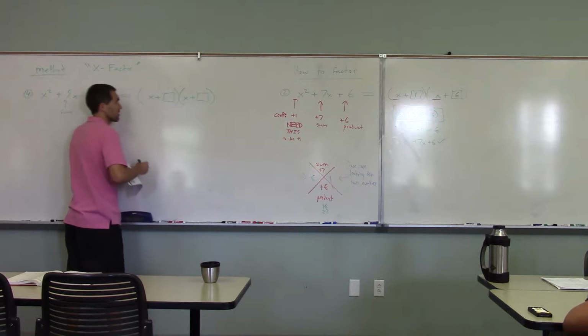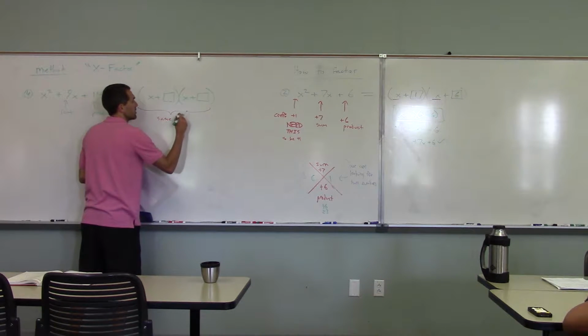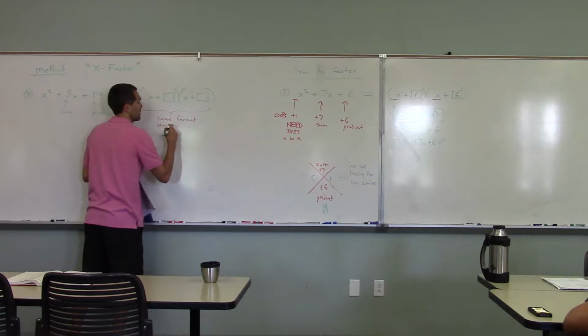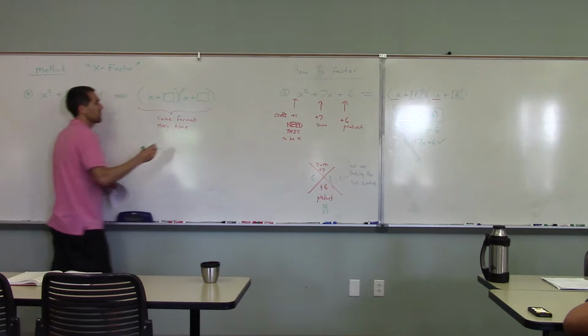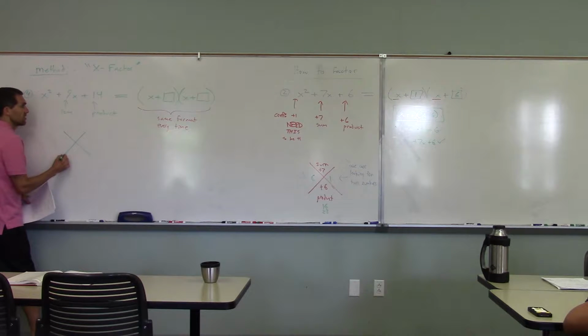I'll write in a different color. It's the same format every time. It looks like that. So the middle term is always gonna be the sum. Exactly. So we get the sum is positive 9, the product is positive 14.